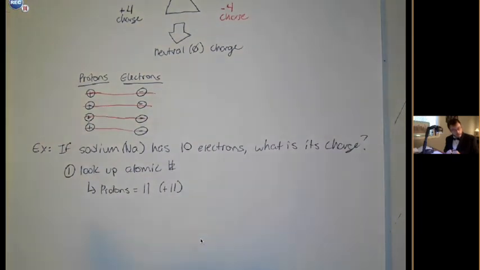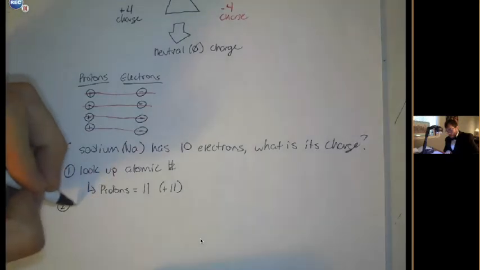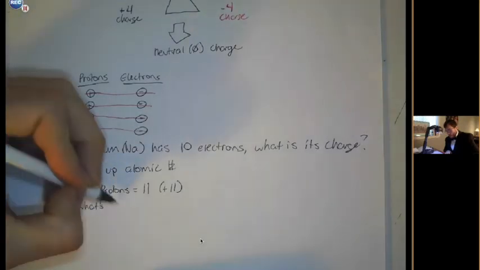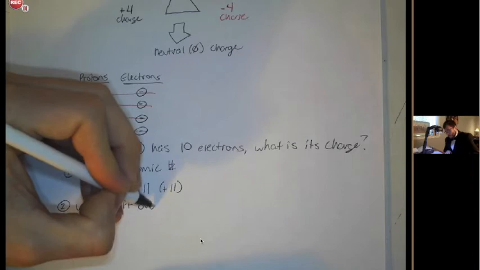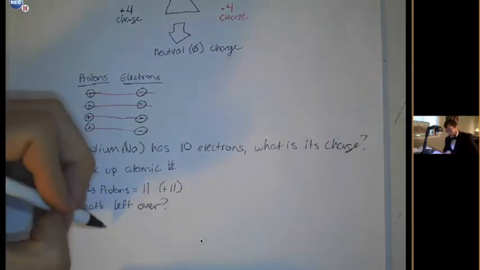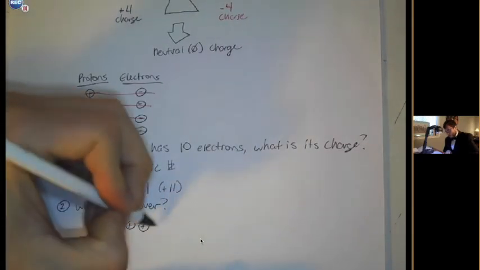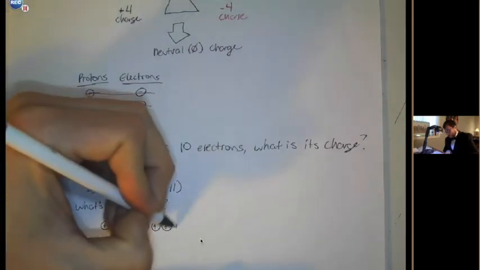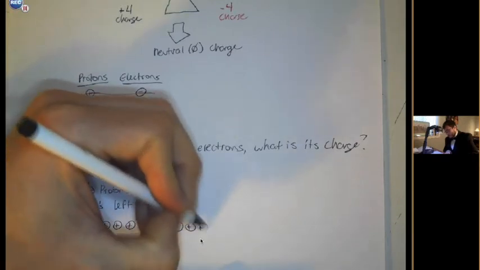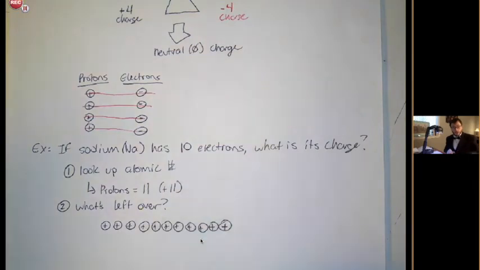Now, the second thing we need to do is figure out what's left over. We need to ask ourselves that question. I'm going to draw this out, but you can probably just imagine this either in your head or mathematically. Let's imagine that we have all 11 of those protons. So there's 1, 2, 3, 4, 5, 6, 7, 8, 9, 10, 11. Those are the 11 protons that sodium has.